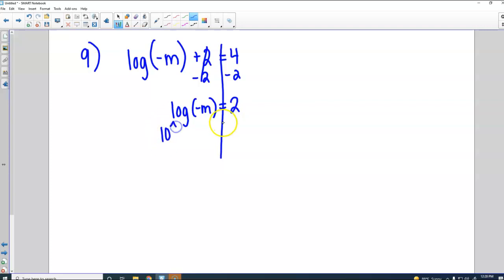Good. 10 to the power on both sides, which is going to cancel your log. So you got negative m equals 10 squared, which is 100. And then what's your last step on that, Matthew? Good. And that's just going to give us m equals negative 100.